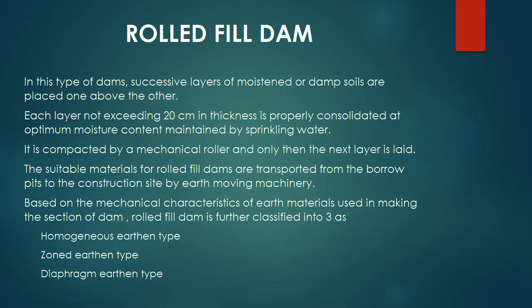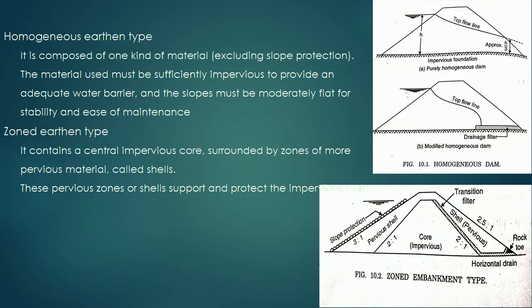Based on the mechanical characteristics of earth materials used in making the section of the dam, rolled fill dam is further classified into three: homogeneous earthen type, zoned earthen type, and diaphragm earthen type. The figure shows a homogeneous earthen type dam and a zoned earthen type dam. A homogeneous earthen type dam is composed of one kind of material excluding slope protection. The material used must be sufficiently impervious to provide an adequate water barrier, and the slopes must be moderately flat for stability and ease of maintenance.